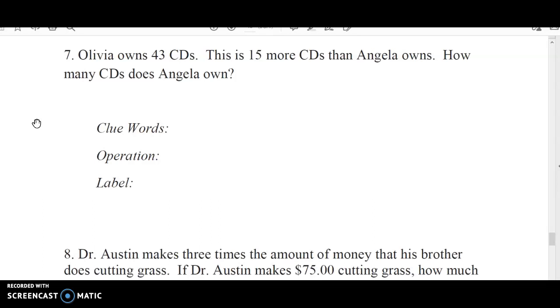Olivia owns 43 CDs. This is 15 more CDs than Angela owns. How many CDs does Angela own? So again, we need to write our let statement, which is exactly what we're looking to find. So in this problem, it says, how many CDs does Angela own? We're going to let X equal the number of CDs Angela owns, since that's what we're looking for.